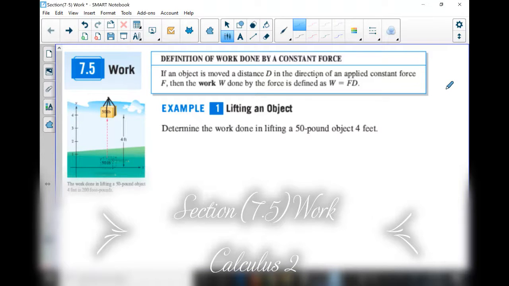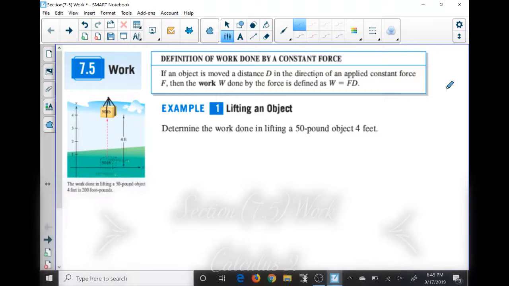Okay, so this is section 7.5 titled Work, and the first definition we have here is work done by a constant force. If an object is moved a distance d in the direction of an applied constant force F, then the work W done by the force is defined as W equals F times d.